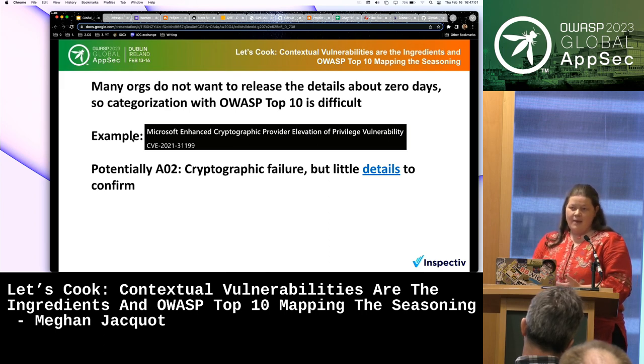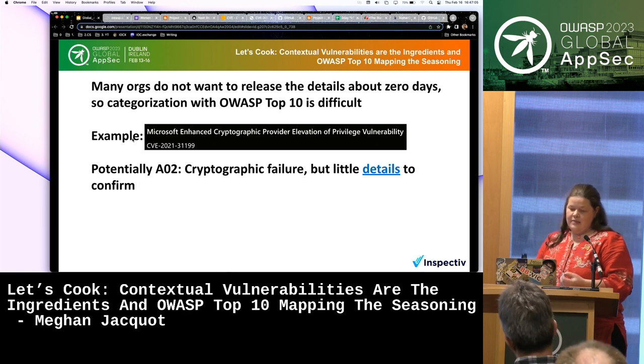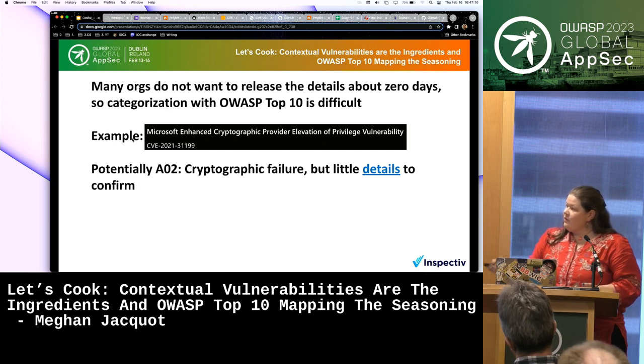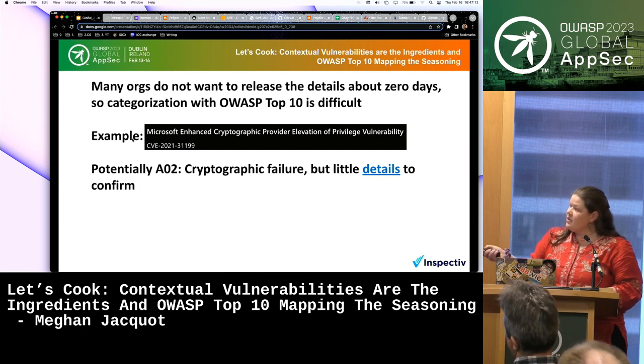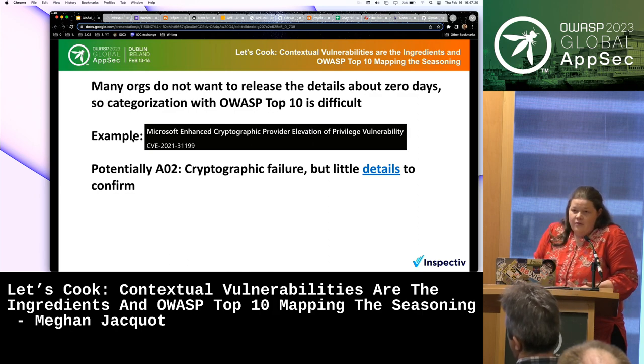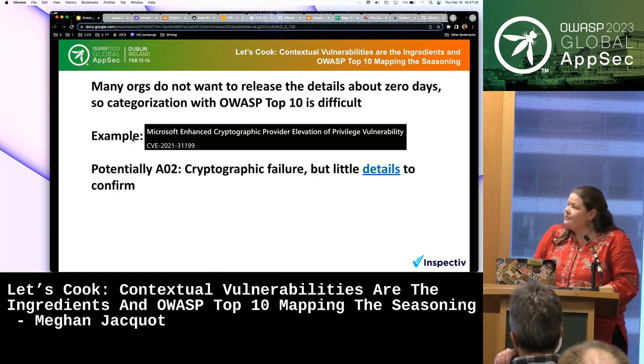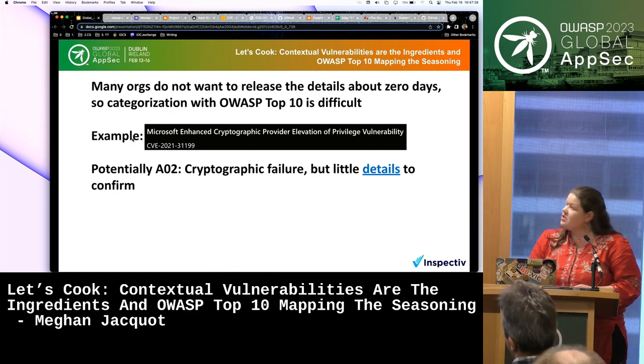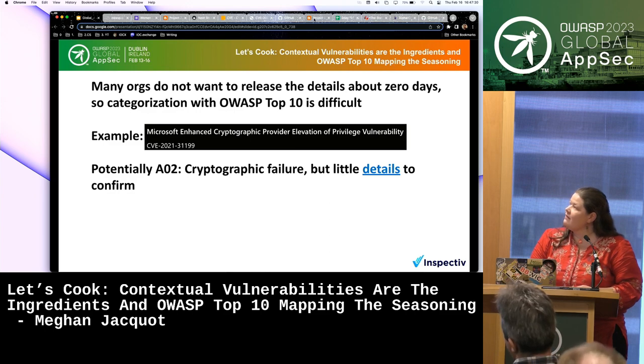So it is somewhat common that with these, we might not have a lot of information. So if we're trying to map them, if we're trying to figure out putting together these seasonings and these ingredients, we might not necessarily be able to. We might have a little bit of information. So for example, this one said it had cryptography in it. So we can maybe intuit it's probably a cryptographic failure, right? I think that's a reasonable, logical pathway, it's not really a leap. But there's just so little information that we can't verify that.